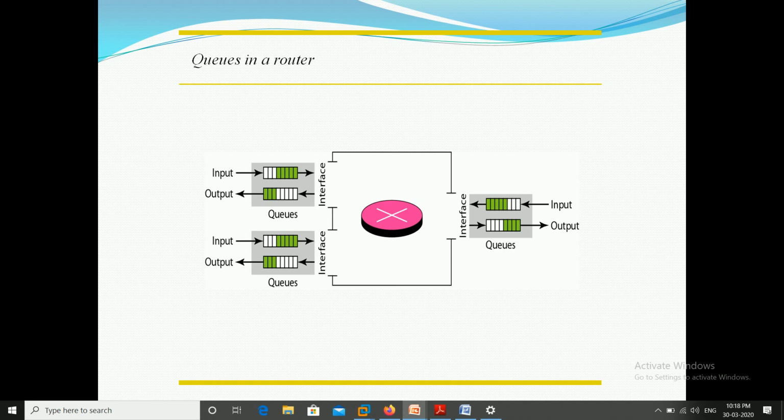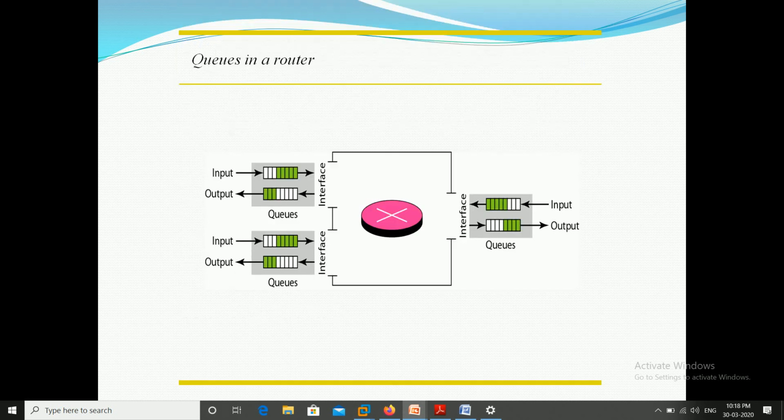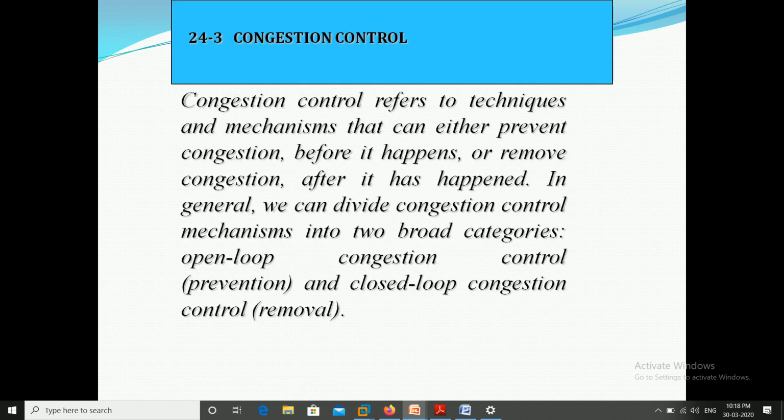Now, obviously, a queue is a data structure, a linear data structure, that is used to store the packets. Then we have congestion control. Congestion control means a technique that is used to prevent and cure congestion. We have two types of congestion control: one is open loop, another one is closed loop.